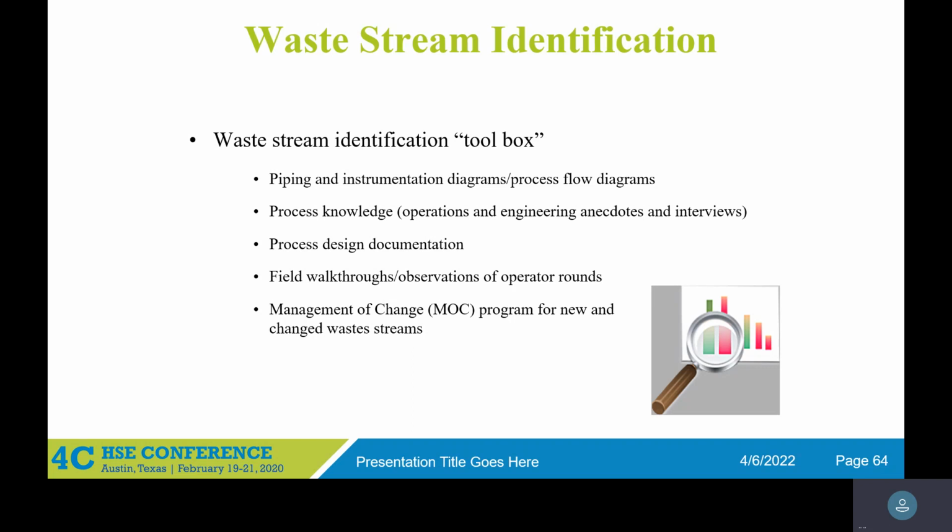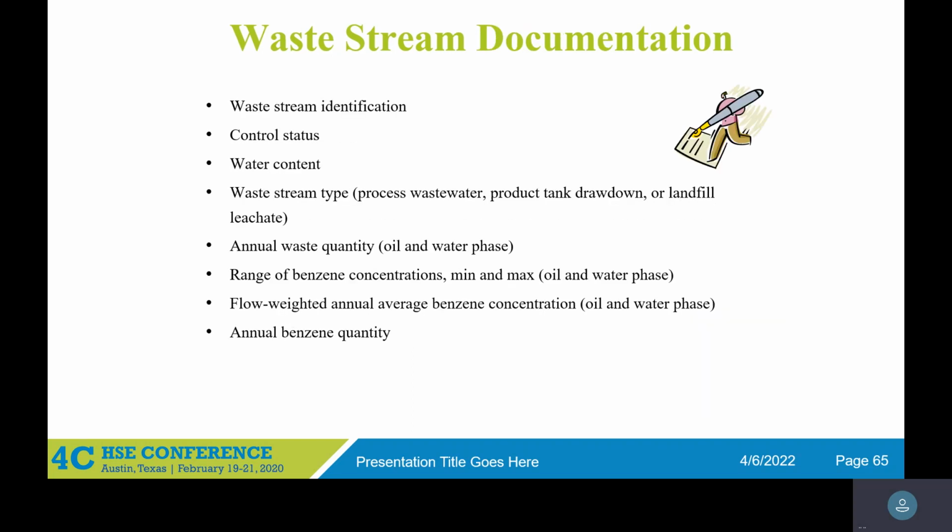But just keep all the information in one set place, like your waste management unit list. I mean, it has to be there. What type of waste management it is, and what are you doing, and where are you recording the information, right? Keep all the process design documentation that you have. Do field walkthroughs and observation of the operator rounds, and make sure you review your MOC program at least once a year, right? If not, as they come in. I don't know how you guys are structured. These are the things that are required for waste stream documentation.